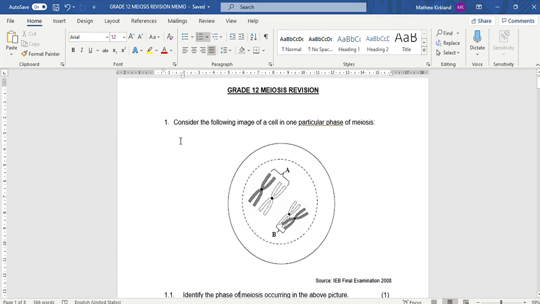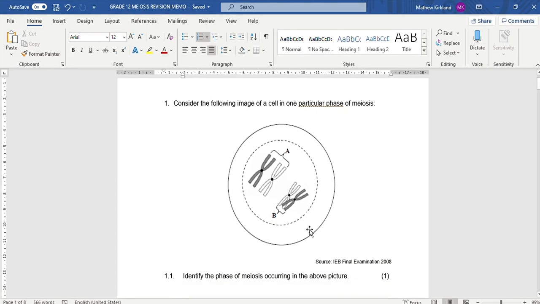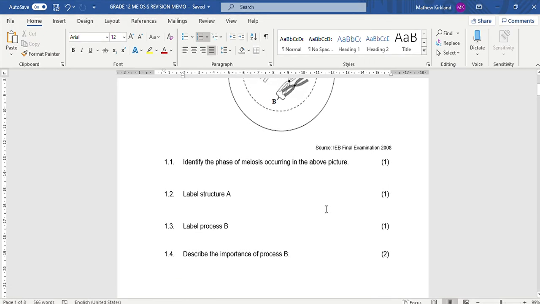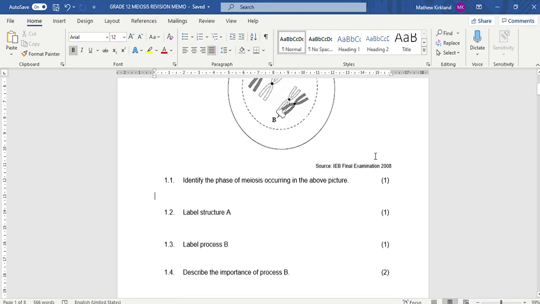So I've got question one. Consider the following image of a cell in one particular phase of meiosis. So here's my picture of my cell, and here are my questions. Question one: identify the phase of meiosis occurring in the above picture. By the way, if you haven't done the questions already, pause, and do the questions as we go along. Make sure you do them.